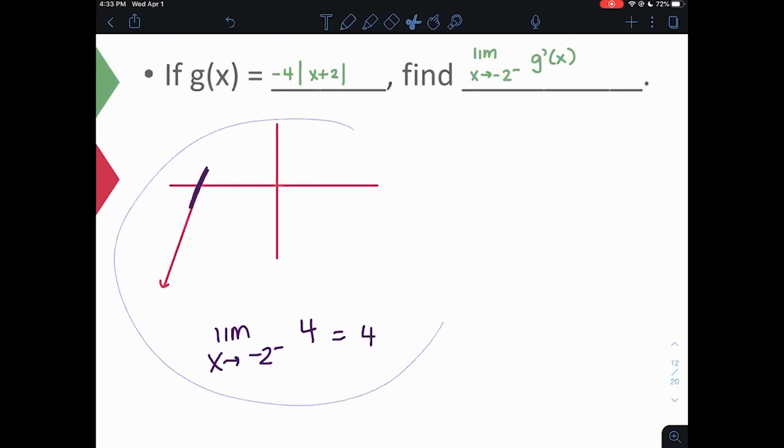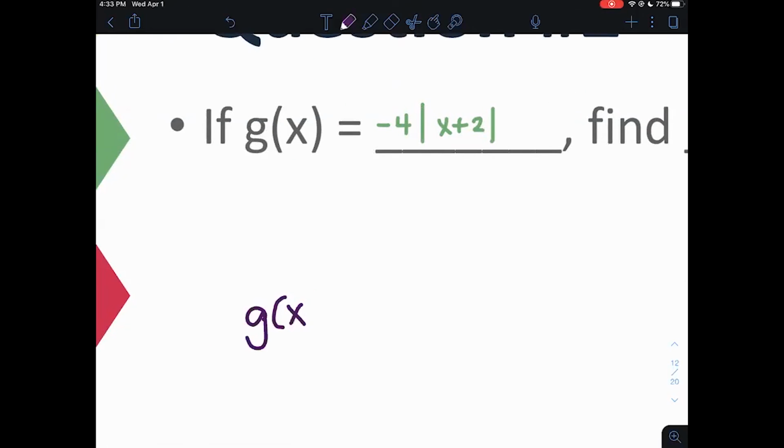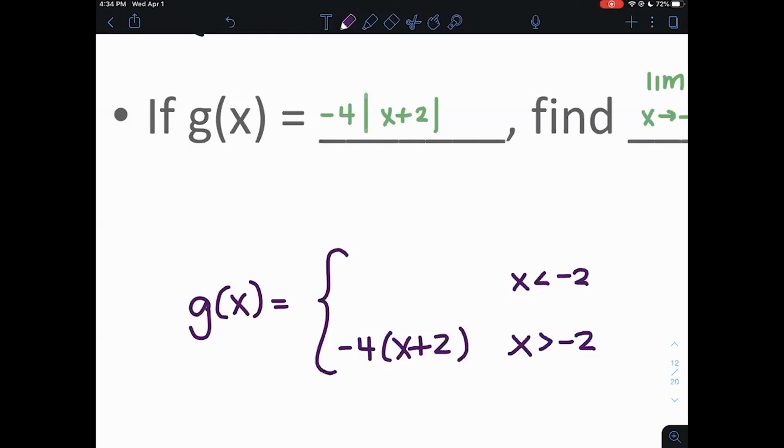So if I rewrite this as a piecewise function and say that instead of saying g of x is the absolute value function, instead of that, say that g of x equals -4 times x plus 2 if x is, let's see, greater than -2. If x is greater than -2, the absolute value of x plus 2 is exactly the same as x plus 2. If, on the other hand, x is less than -2, then the absolute value of that expression, x plus 2, would be its opposite, would be the negative version of that, which would mean that I have a function that looks like this.